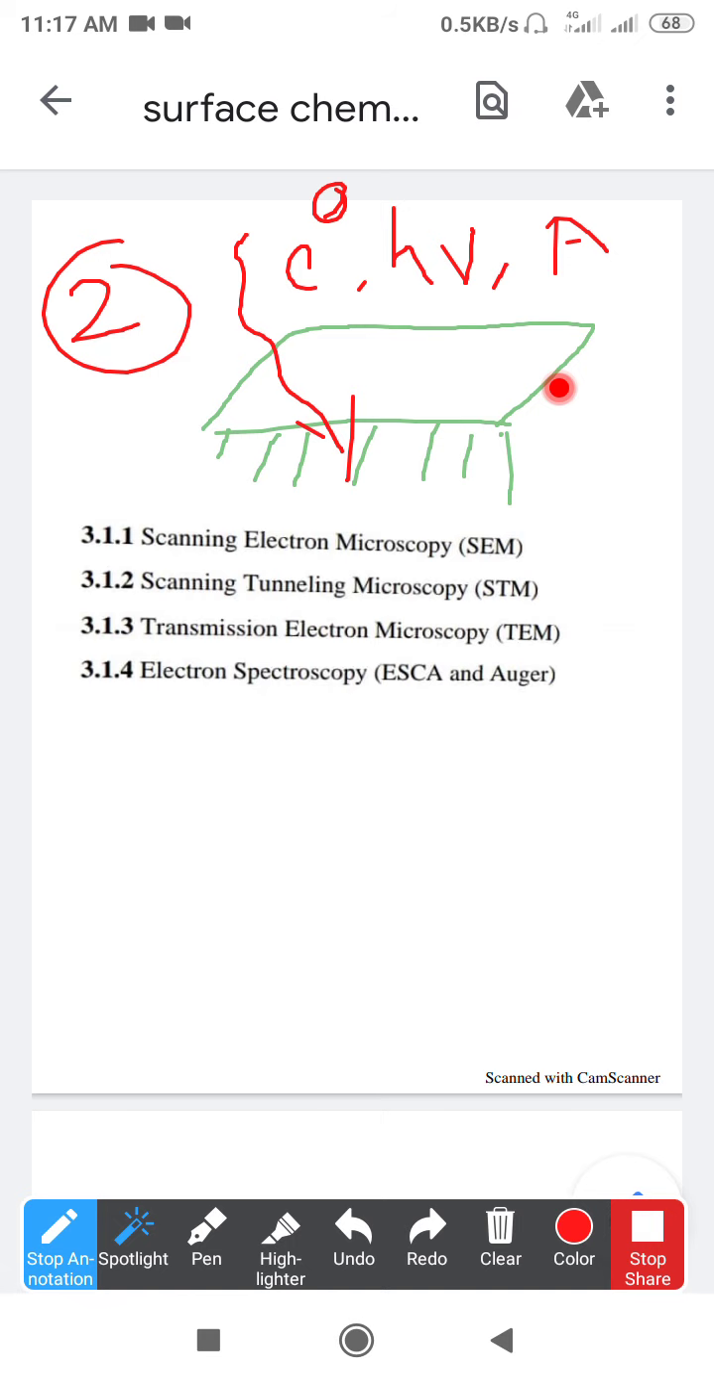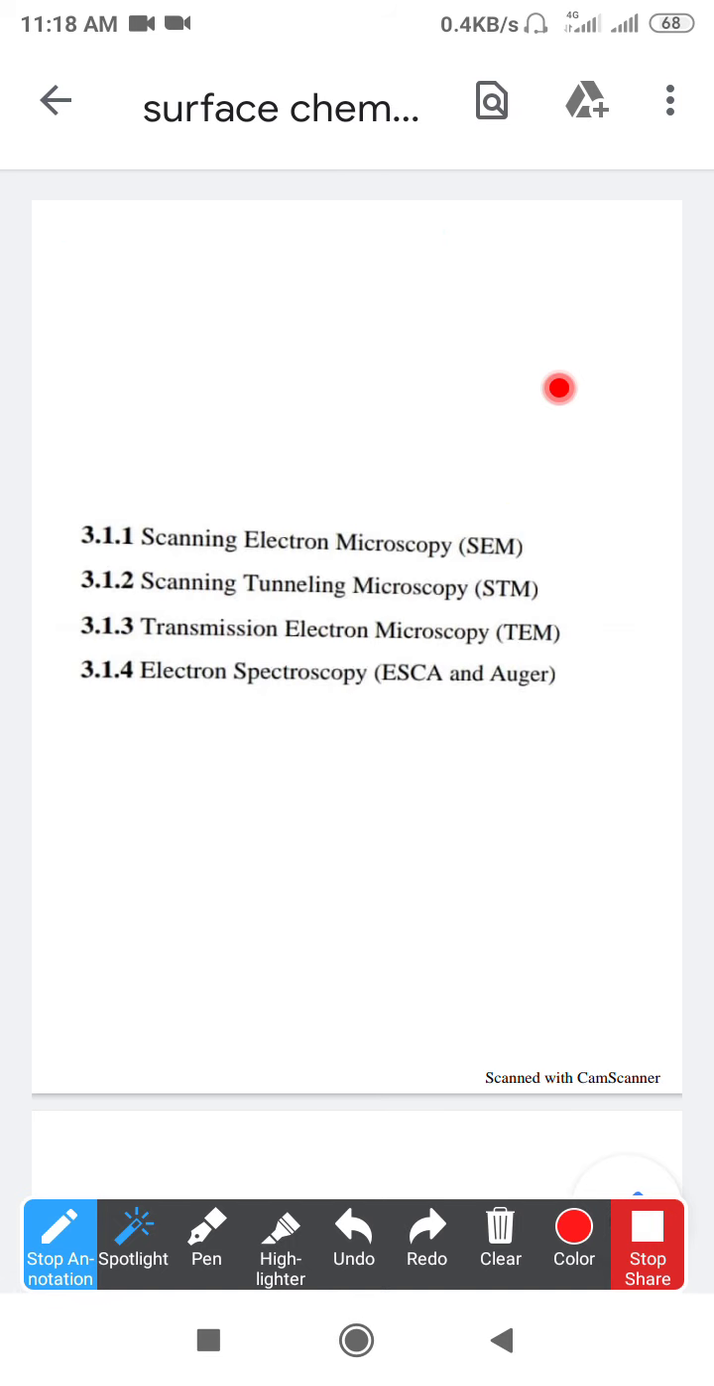We have already studied various types of techniques that are useful for surface morphological information. Those techniques are mainly doing that raster pattern scanning. Another method is there, the last method, that is the third method: depth profiling.